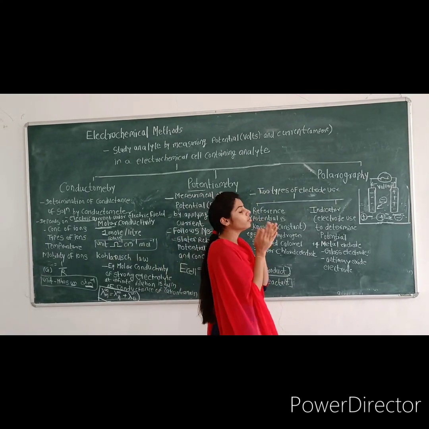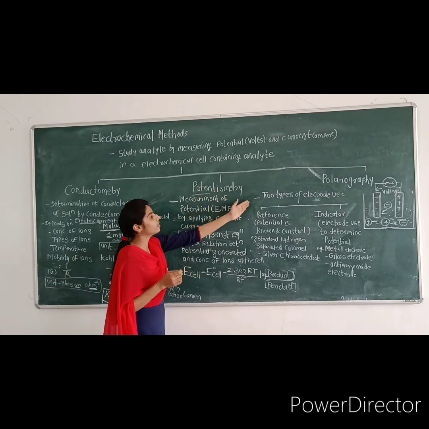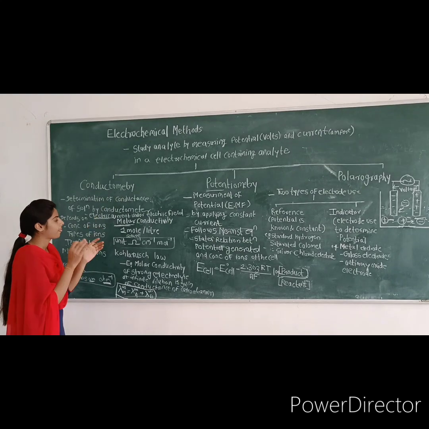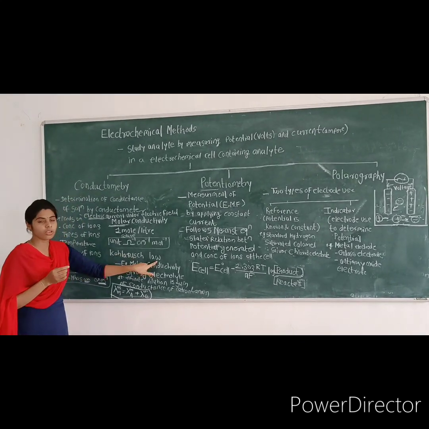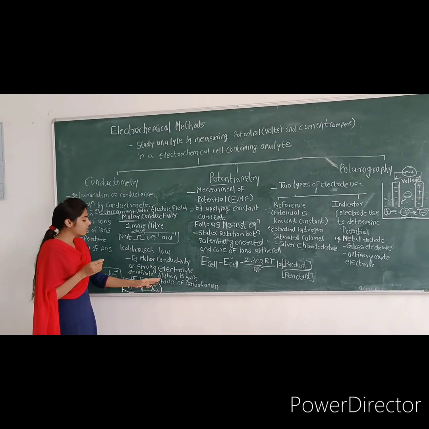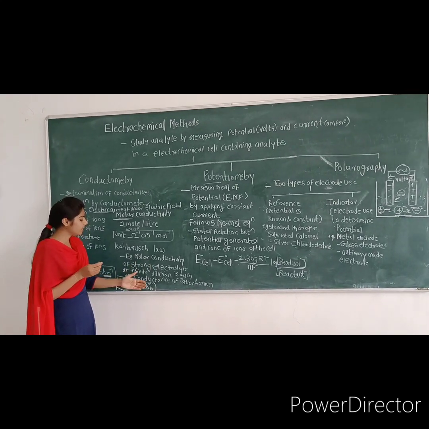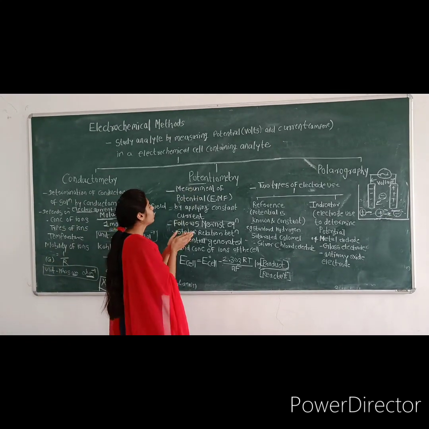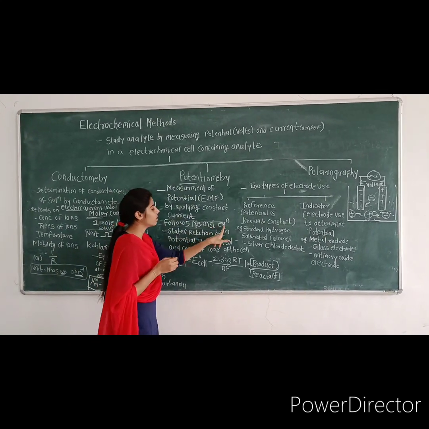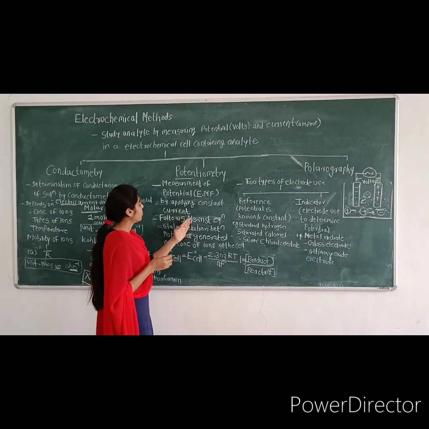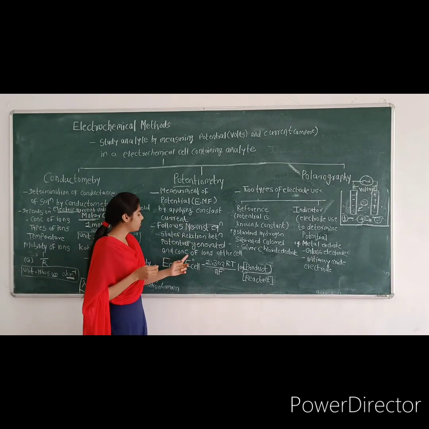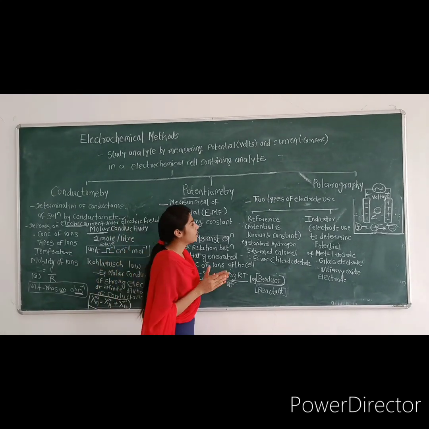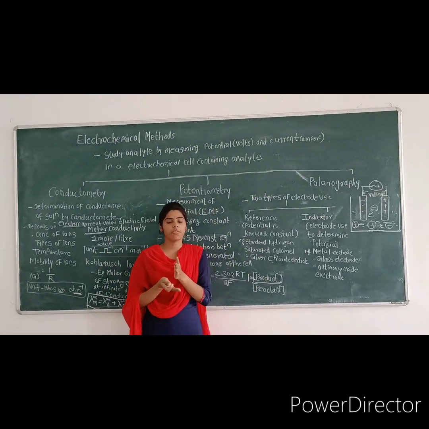In electrochemical methods we use these three techniques to estimate the solution. First, in conductometry we follow Kohlrausch's law. In Kohlrausch's law, molar conductivity depends on the cation and anion. Then in potentiometry we follow the Nernst equation. It shows the relationship between concentration of ions and potential difference. And third is polarography. In polarography we follow Ilkovic.